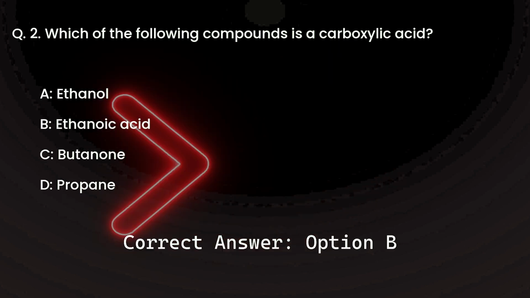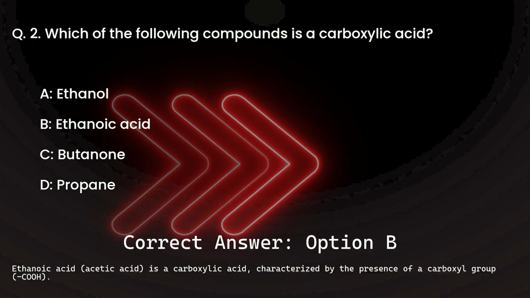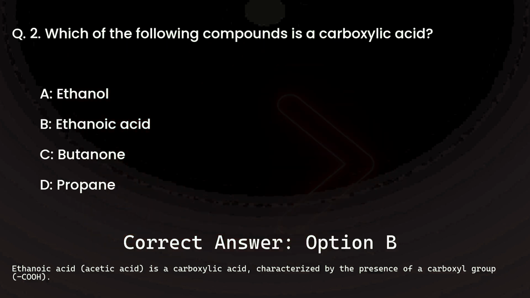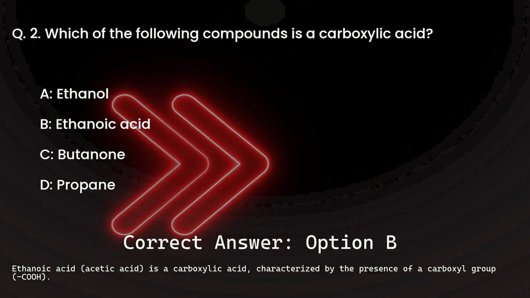The correct answer is option B, which is ethanoic acid. Ethanoic acid, acetic acid, is a carboxylic acid characterized by the presence of a carboxyl group, -COOH.